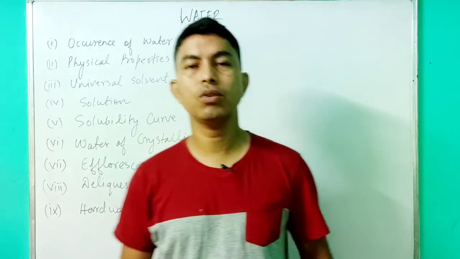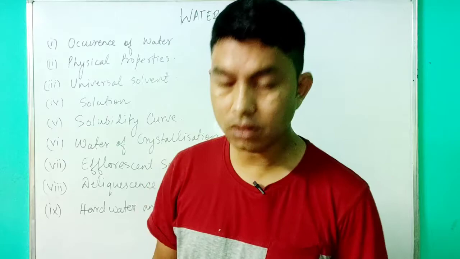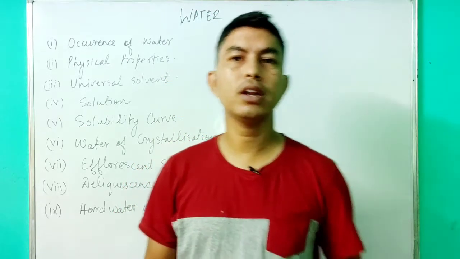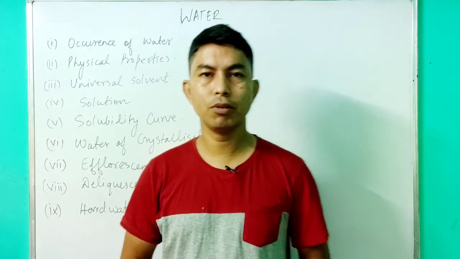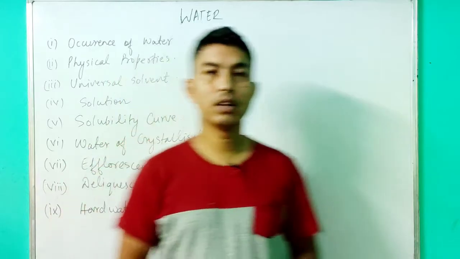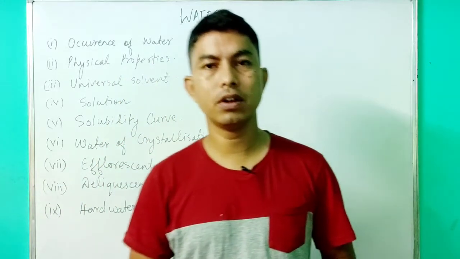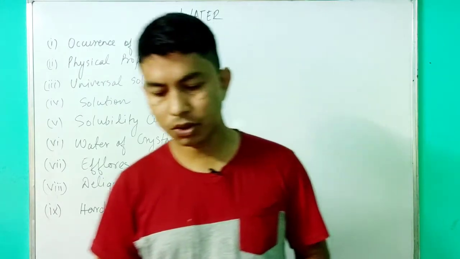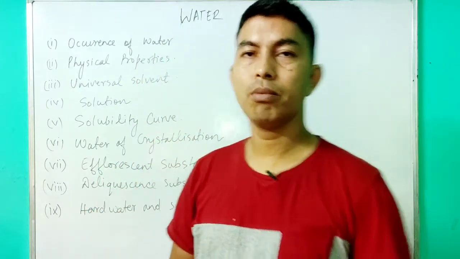So in today's video we'll be discussing the third chapter of your chemistry textbook, that is water. We already know that water is very essential for human beings as well as for animals. And also we know that one third of the earth's surface is covered with water, but only a fraction of it is fit for drinking, and that is said to be potable water.